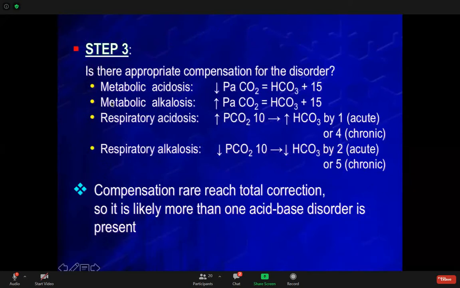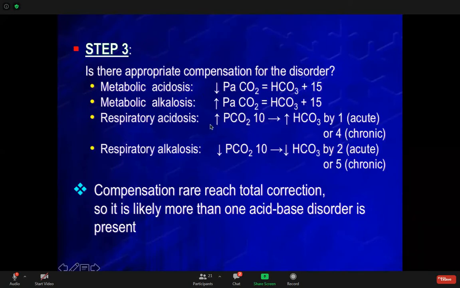So our first step was acidemia or not. Our second step was, is this a primary respiratory or metabolic disorder? Step number 3, we're going to ask: is there an appropriate compensation? And these you have to memorize. I tried to make it as easy as possible. In metabolic acidosis, the expected decrease in your PaCO2 equals your bicarb plus 15. In metabolic alkalosis, the increase in PaCO2 should equal your bicarb level plus 15.